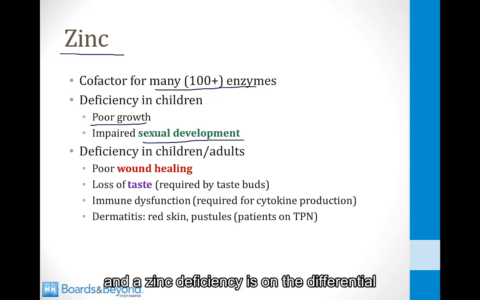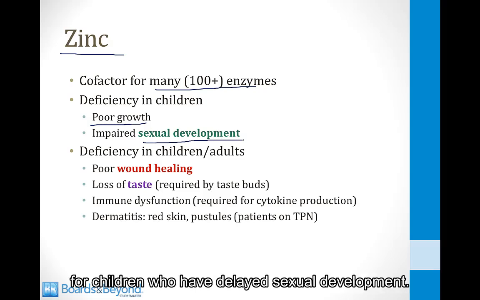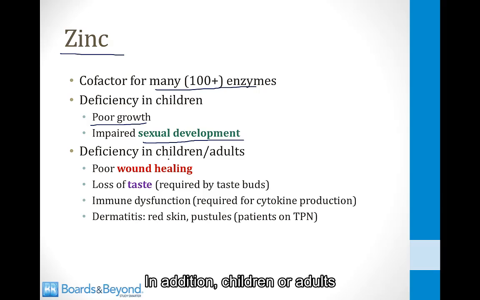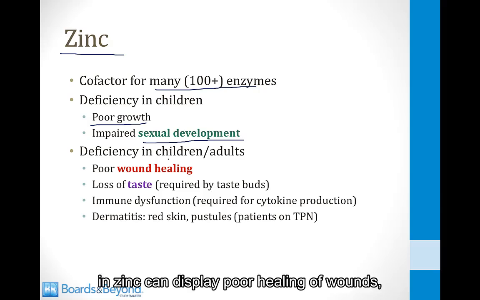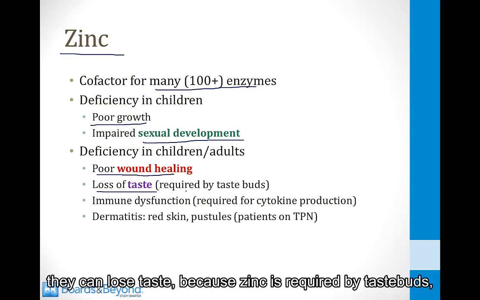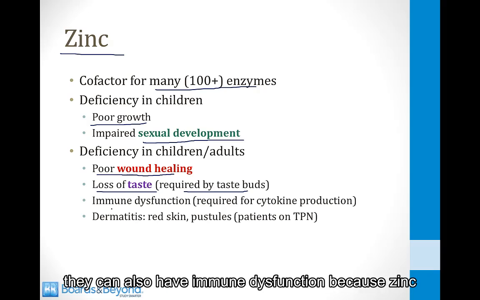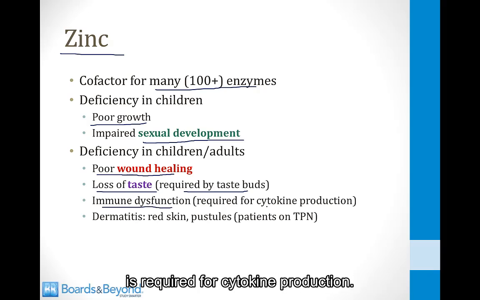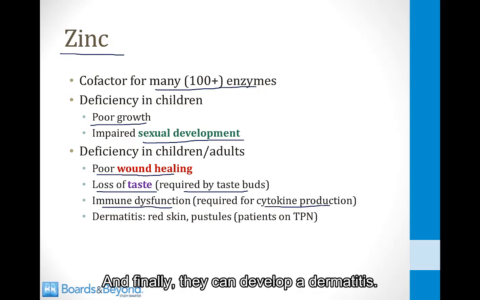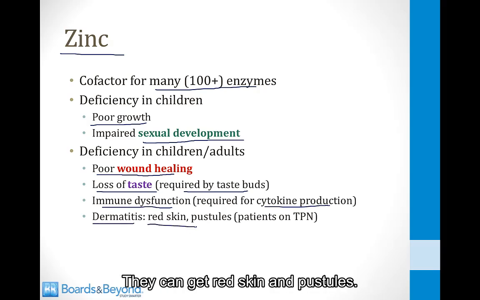And a zinc deficiency is on the differential for children who have delayed sexual development. In addition, children or adults who are deficient in zinc can display poor healing of wounds. They can lose taste because zinc is required by taste buds. They can also have immune dysfunction because zinc is required for cytokine production. And finally, they can develop a dermatitis. They can get red skin and pustules.